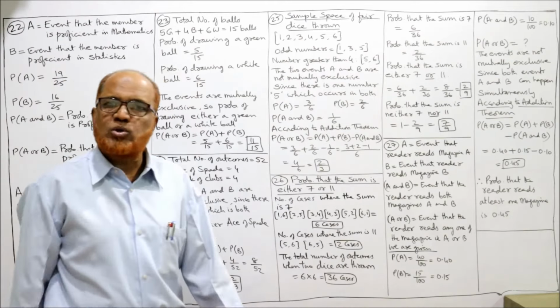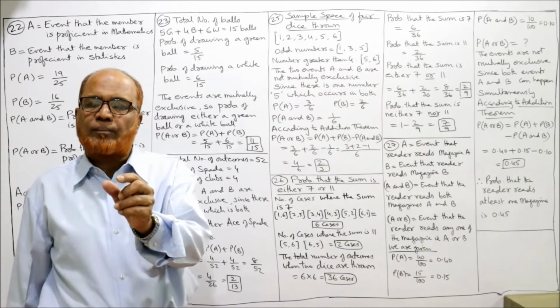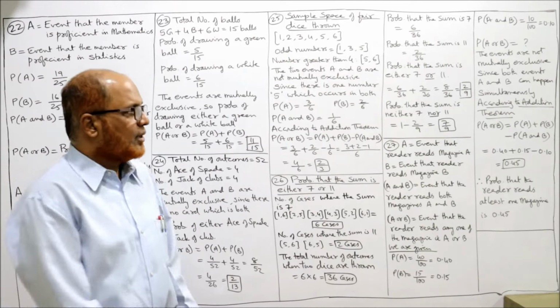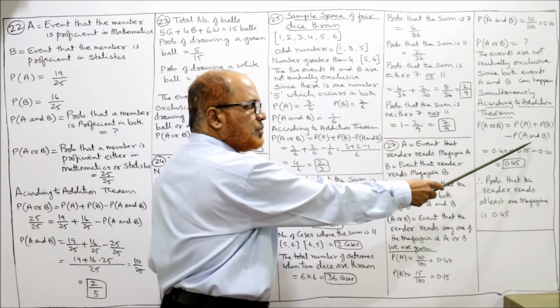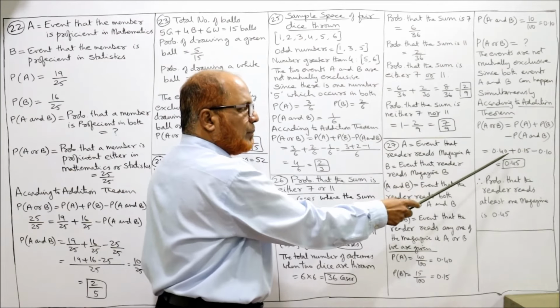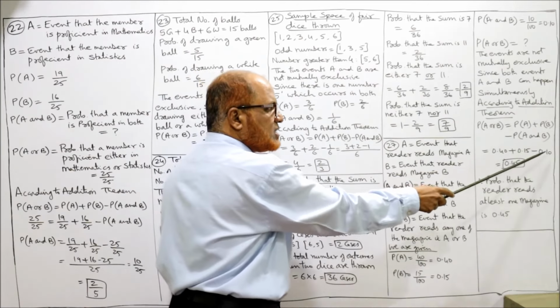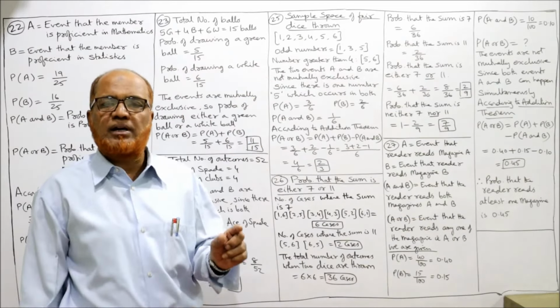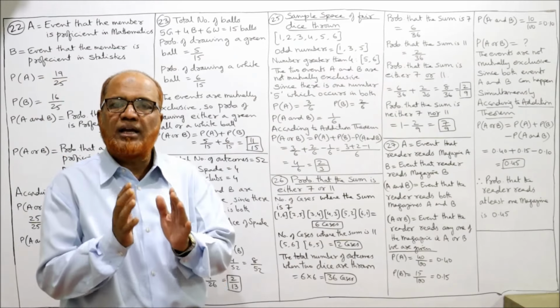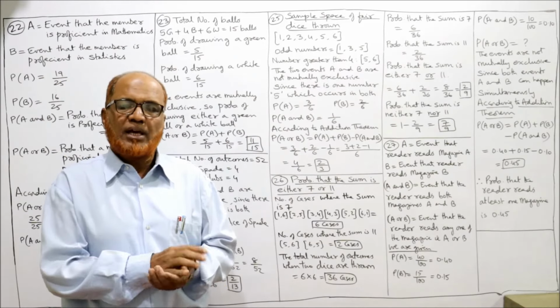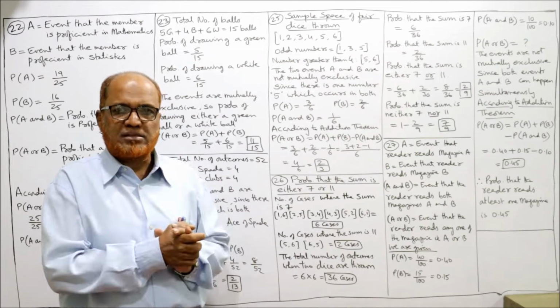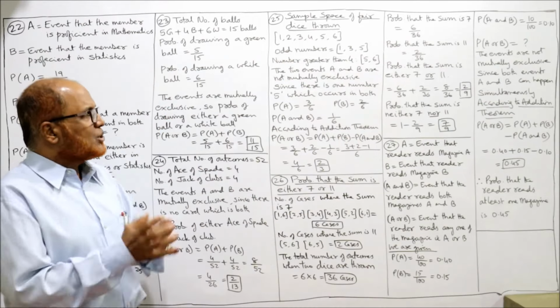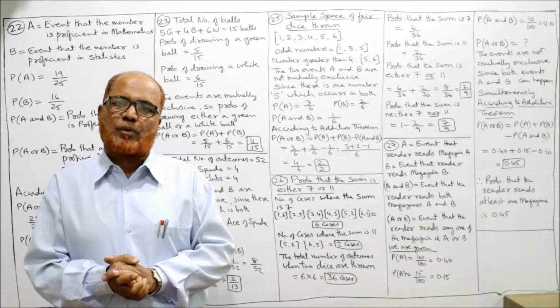When the events are not mutually exclusive, we use the probability addition theorem. Addition theorem is P of A or B is equal to P of A plus P of B minus P of A and B. So P of A 0.4 plus P of B 0.15 minus 0.10 is 0.45. So 0.45 is the probability that the reader reads at least one magazine, either magazine A or magazine B. That probability is 0.45. So we have completed up to 27 problems.